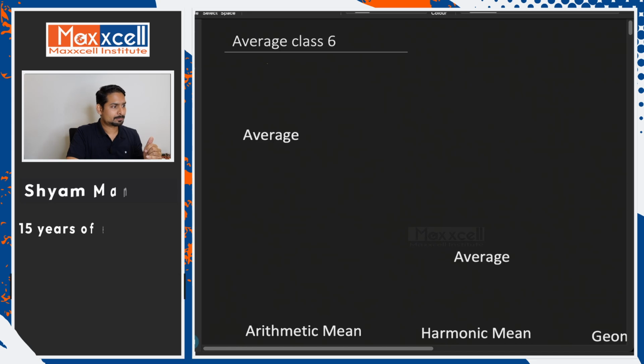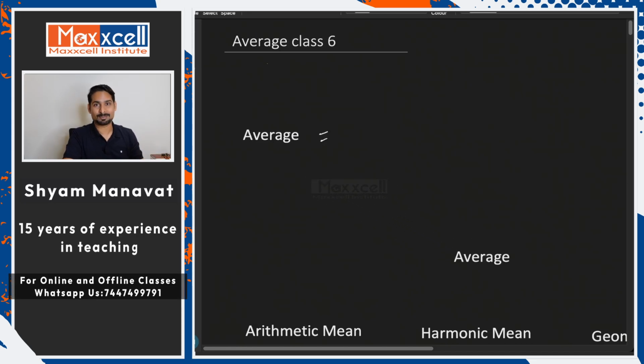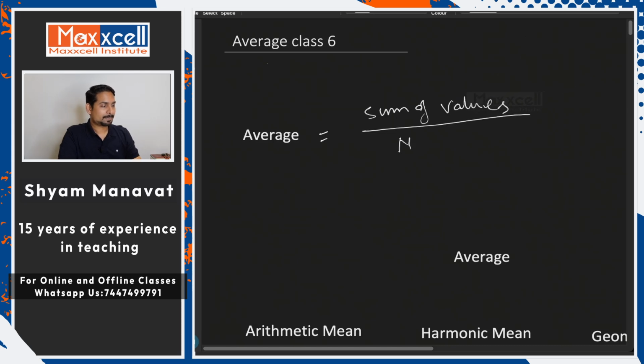In the previous 5 lectures, we have seen the basic formula of average. Let's see what the formula is. You know the formula, right? That is sum of values, or sum of observations, by total number of observations. Sum of observations by total number of observations, right? That's the formula we have seen for averages.